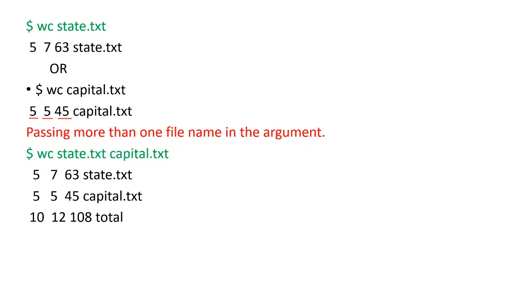You can also use more than one argument with the WC command. In this way you use WC, first file name and second file name, and it will show the output for each. The first output is of state.txt, the next is capital.txt. Then it counts the total: 10 lines in total, 12 words and 108 bytes in total.